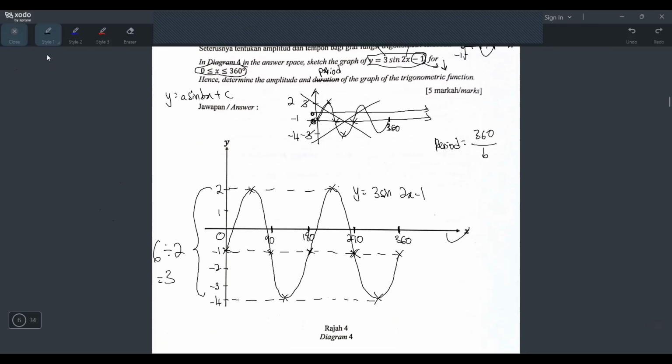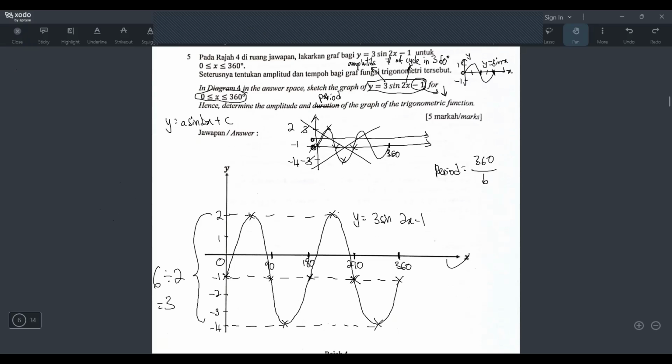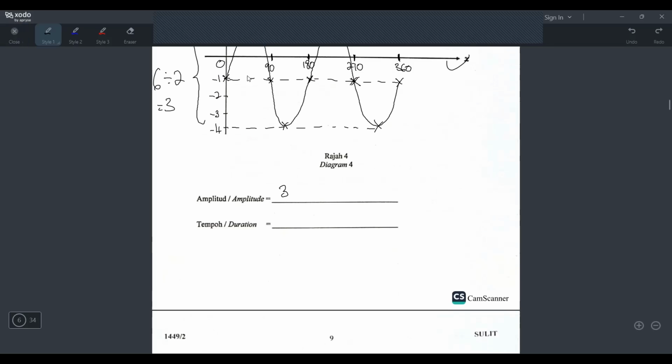A will tell you the amplitude, right? B is the number of cycles in 360. And then C will tell you whether the whole graph shifts up or shifts down, right? So what is 360 divided by B? For this question, your B is the number in front of x. So for this question, it's 2. So it means what is your period? 360 divided by 2, which is 180.